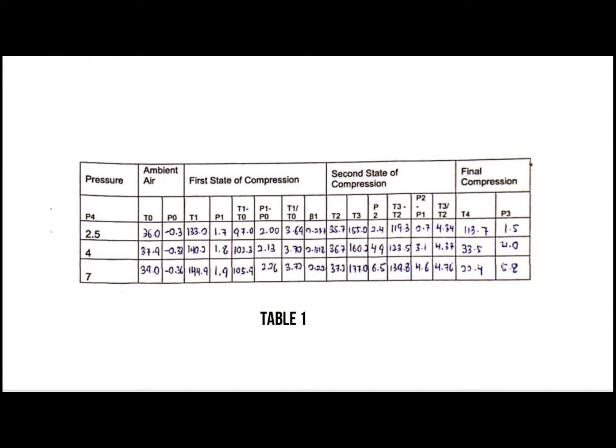From the first table of the result, we observe that the temperature and the pressure increase from the ambient air until the second stage of compression. After the final compression, the temperature and pressure decrease. We observe that higher gauge pressure will produce higher readings of T0 until T4 and P0 until P3.